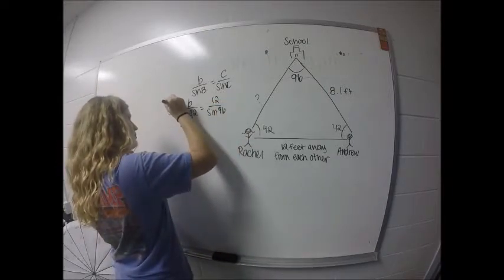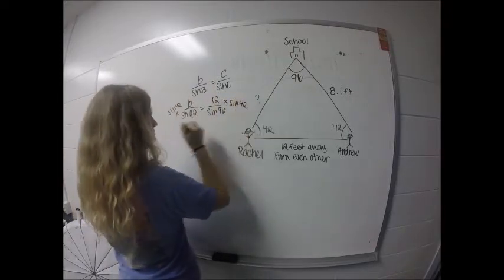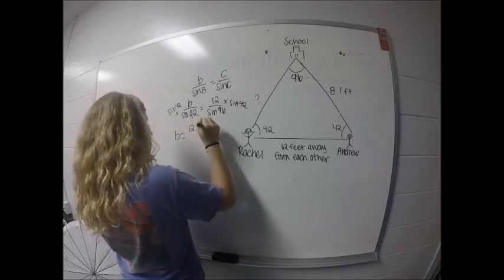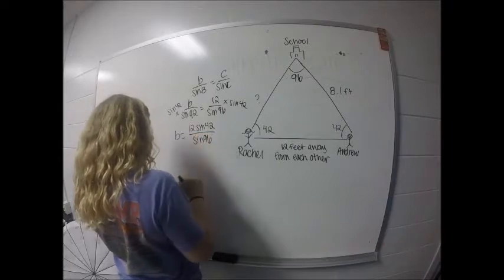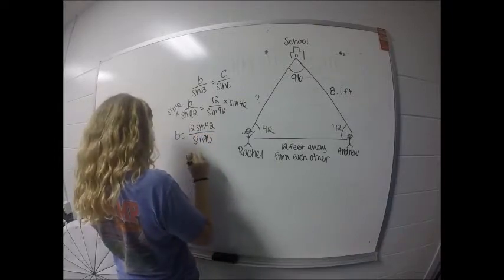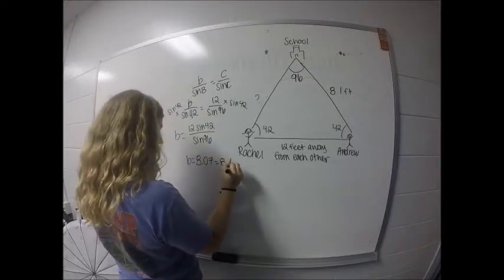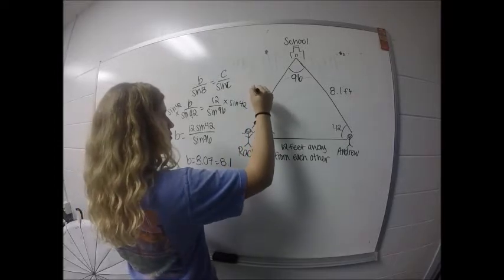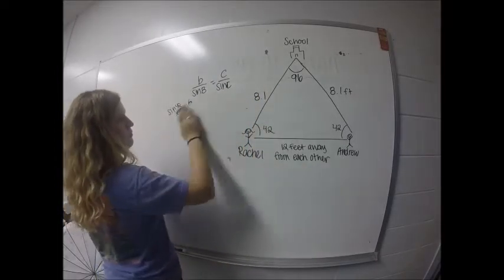Now we want to get B alone, so we'll do the same thing we did to the other equation and multiply both sides by sine of 42. So B is equal to 12 sine of 42 over sine of 96. Put this in your calculator just like before, and B will be equal to 8.07, which can be rounded up to 8.1. So, Rachel is standing 8.1 feet away from the school.